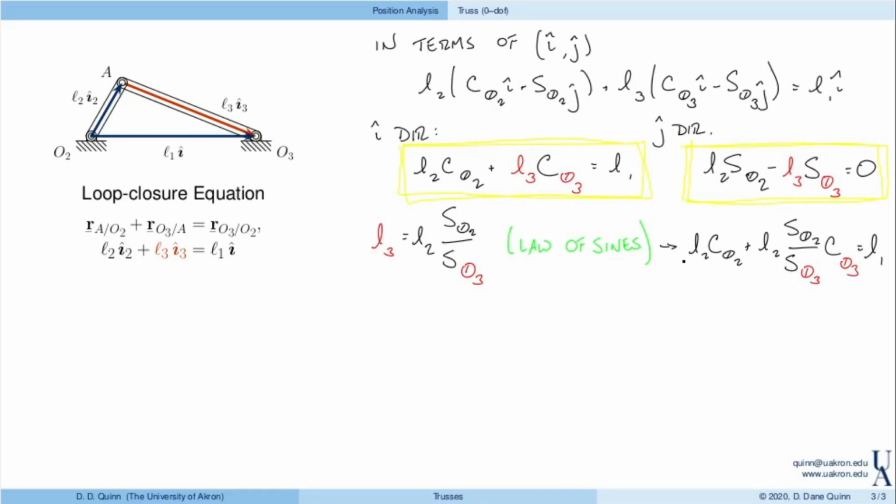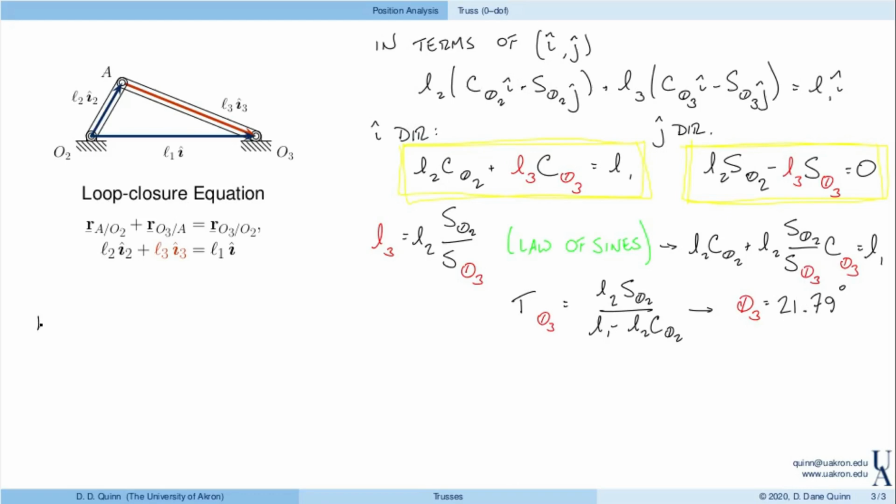And in particular, when I do that, I find that tangent of theta 3, so tangent is sine over cosine, I'll basically solve for tangent in this piece. And this is equal to L2 sine of theta 2 divided by L1 minus L2 cosine of theta 2. So this is just some algebra. And what we find is that theta 3 is equal to 21.79 degrees for the values given in this problem.